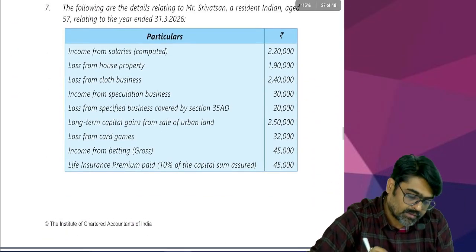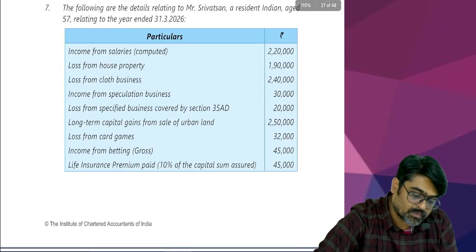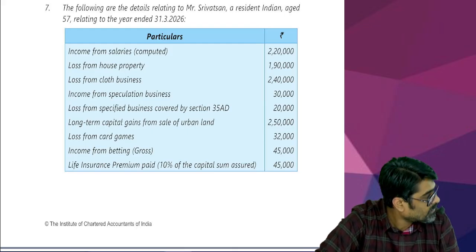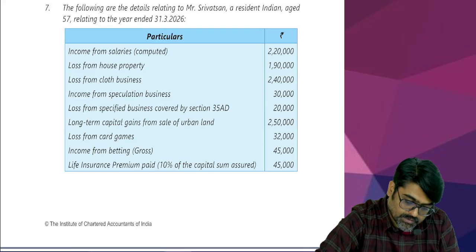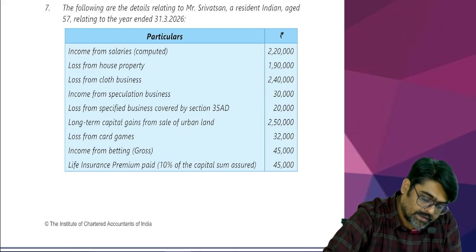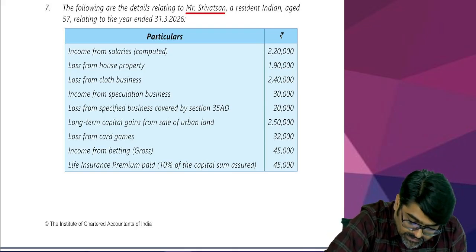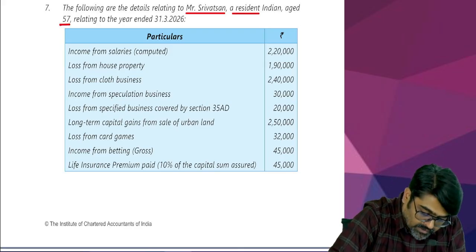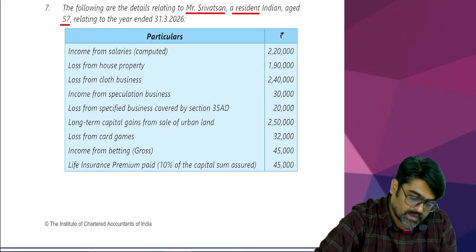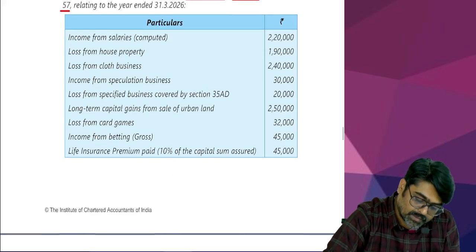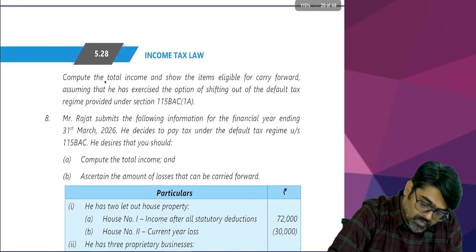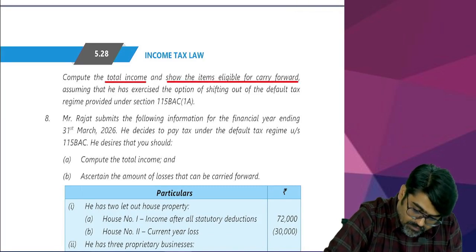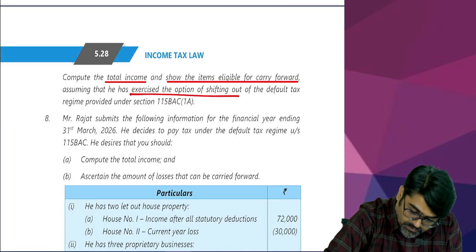Understanding? 7th question. Following are the details relating to Mr. Srivatsan. Mark this question important. Srivatsan, a resident Indian. First of all, the assessee is an individual. He is a resident. Age is 57, not a senior citizen. Income from salary is given, and loss from house property. First of all, check. Compute what? Total income and show the items eligible for carry forward, assuming that he has exercised the option of.